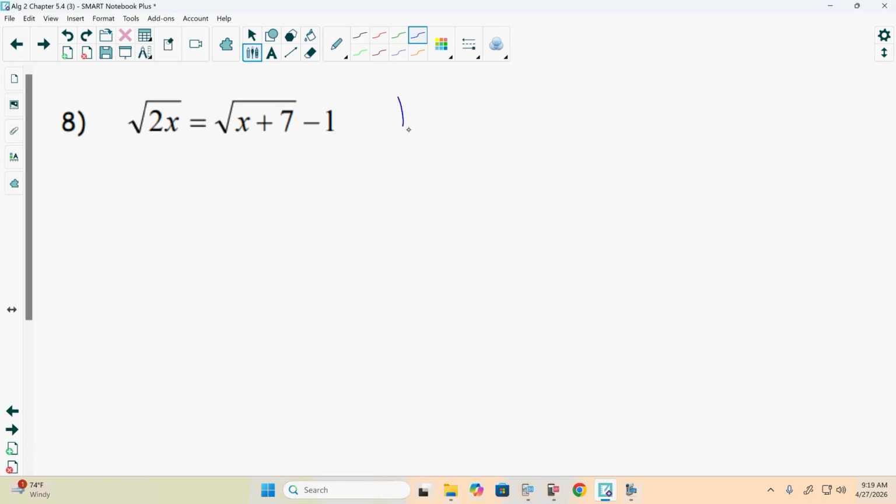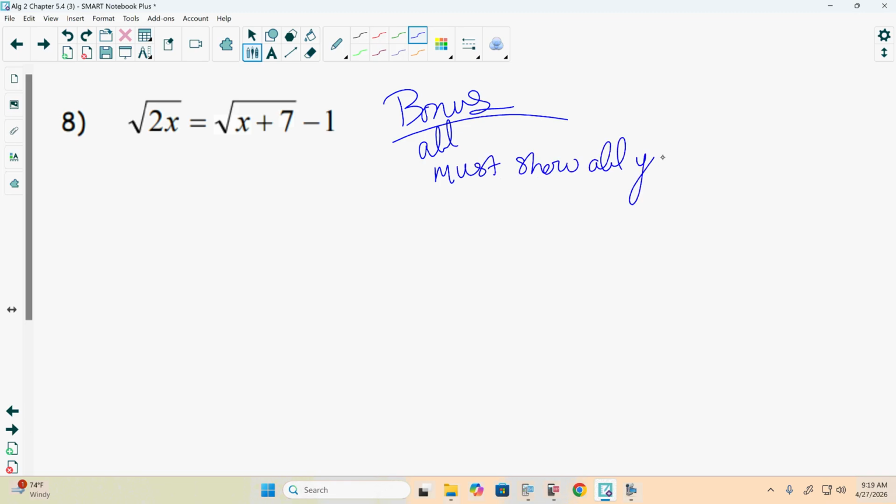Now I am letting you guys do this one for bonus. It is on that note sheet. I will have them provided. If you want to get full points or you want to get all the bonus points for this here or get credit for it, you must show all your work. If you just give me that the answer is x equals this, I'm not giving you the points. You got to work it out. So bonus points possible.